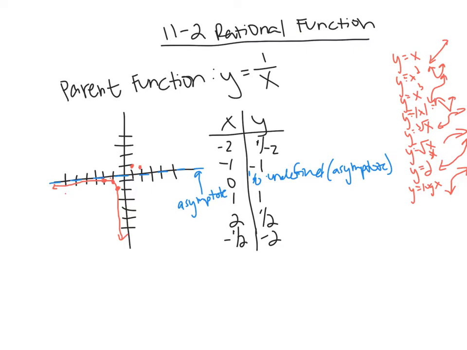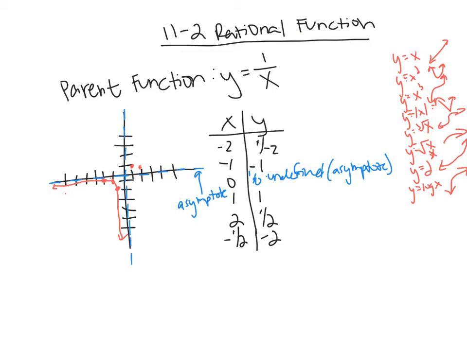Well, I have a fixed numerator. My numerator is constant at 1, right? So my output, my y value, is never going to be 0 as well. So not only do we have a horizontal asymptote, we also have a vertical asymptote.